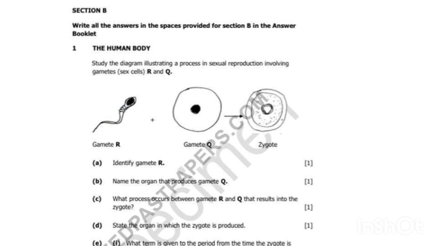So we have sex cells R and Q. There's a plus sign here showing that these two sex cells, R and Q, are combining to form a zygote. Now the question is, identify gamete R. Gamete R is a sperm cell.